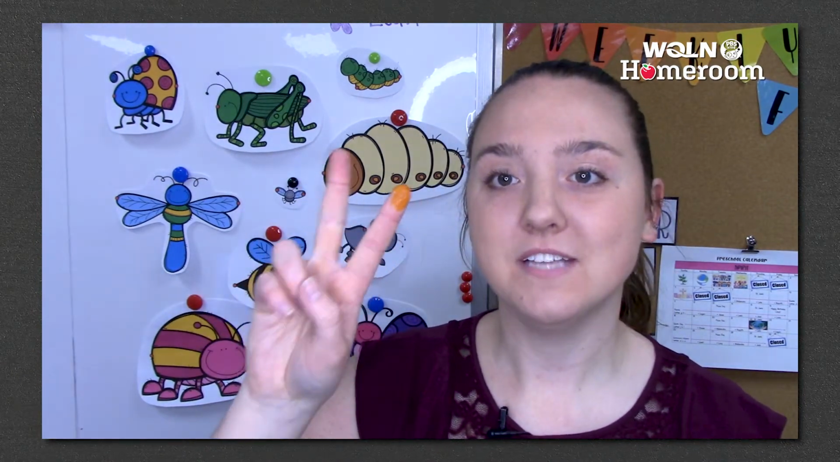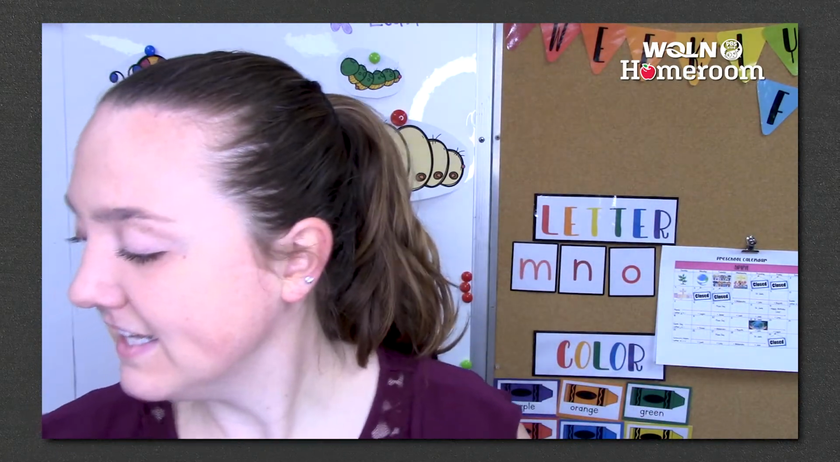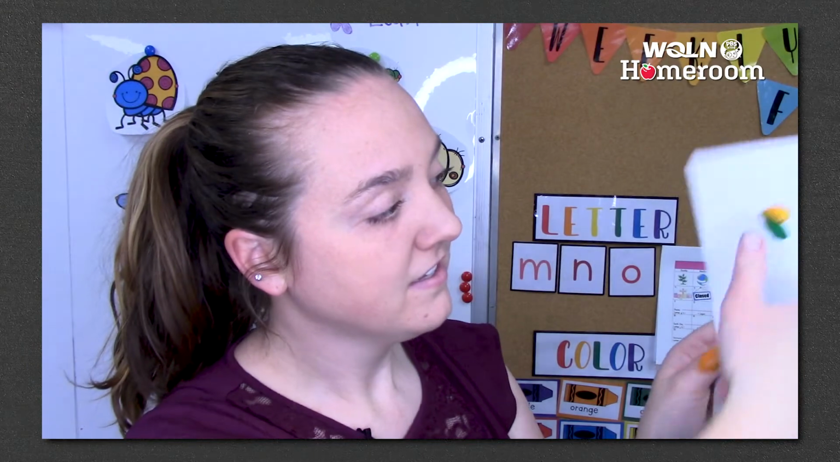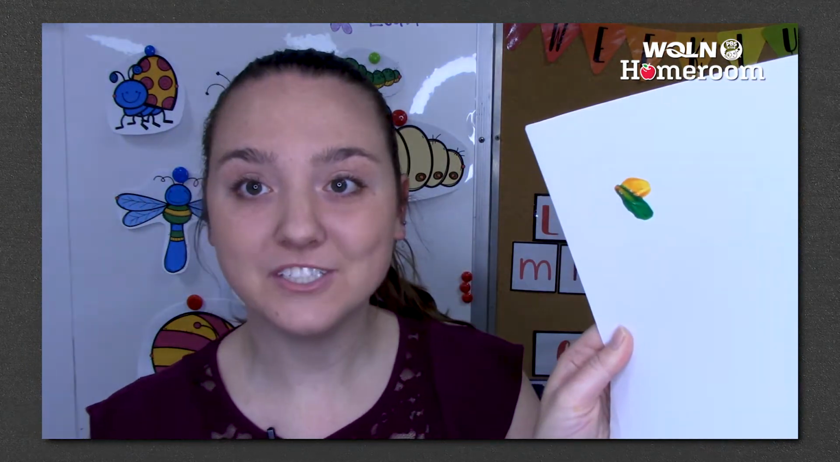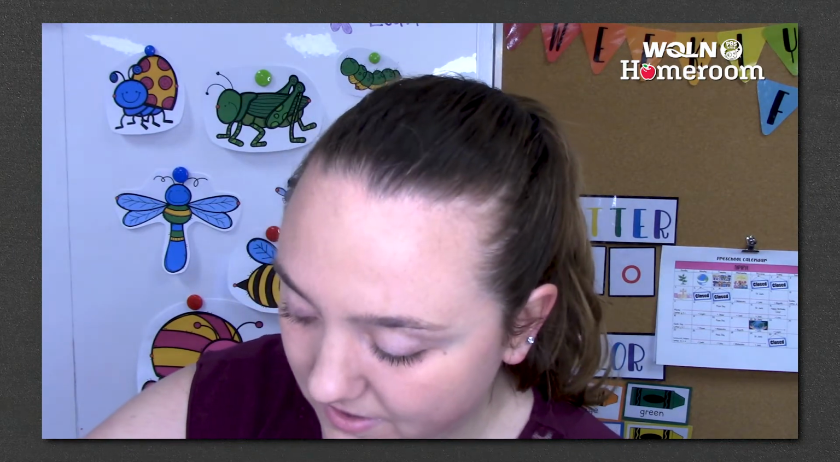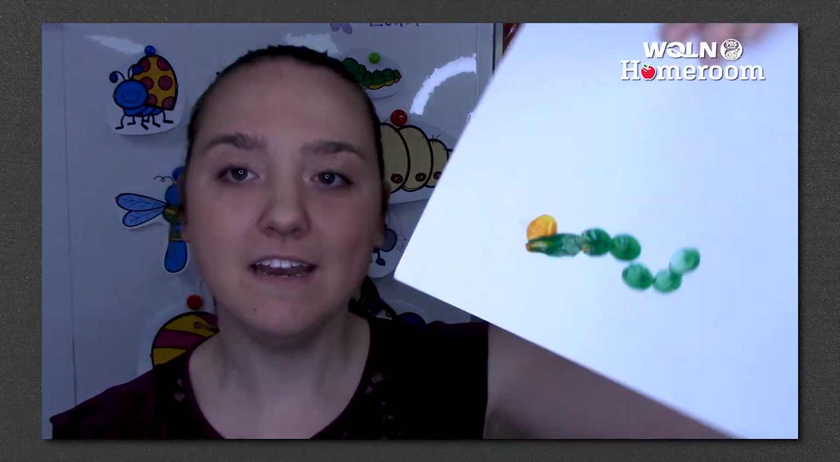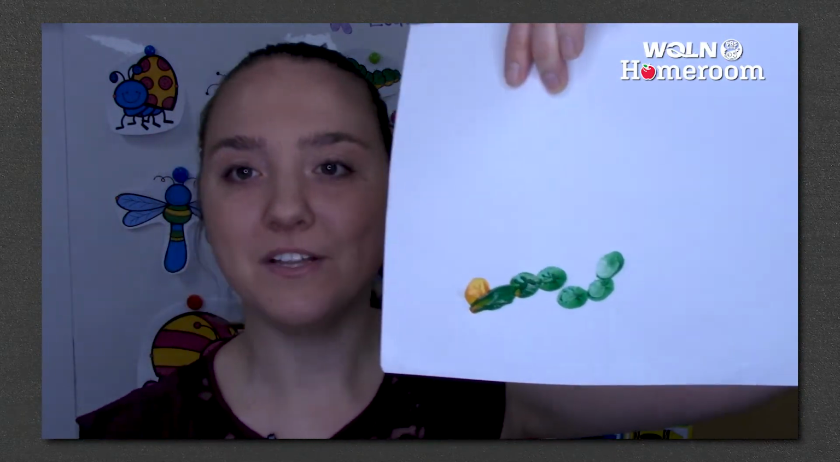So instead of wiping every single time, I'm going to just use a different finger. So I'm gonna use my thumb, and I'm gonna stick it in the green paint, and then I am gonna press right underneath my orange. So I'm gonna do that about, let's see, we have 1, 2, 3, 4, 5, 6 times. So I pressed and made my little caterpillar.